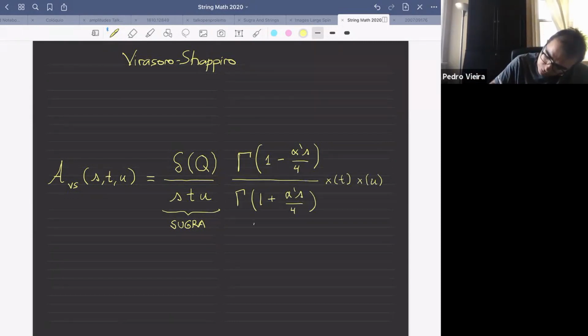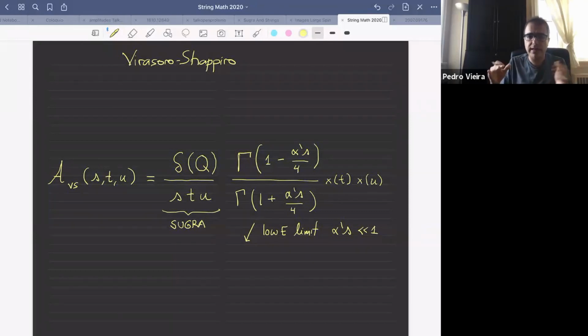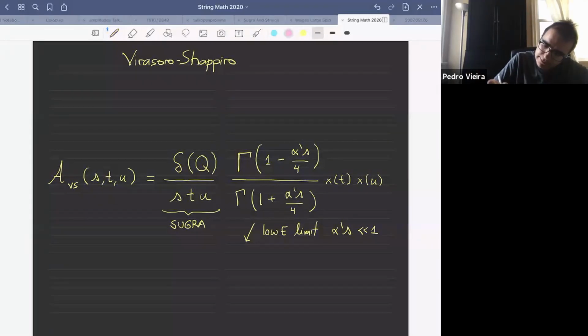Well, one limit we could take is the field theory limit. This would be the low energy limit, where alpha prime times S is much smaller than 1. Right? So we take this limit where the energy is very small. And what do we get here? In that case, this gamma function factor here.